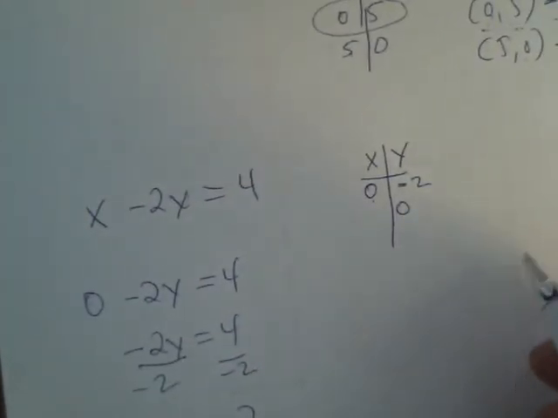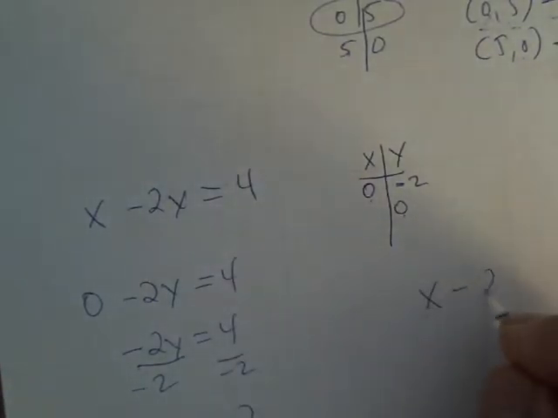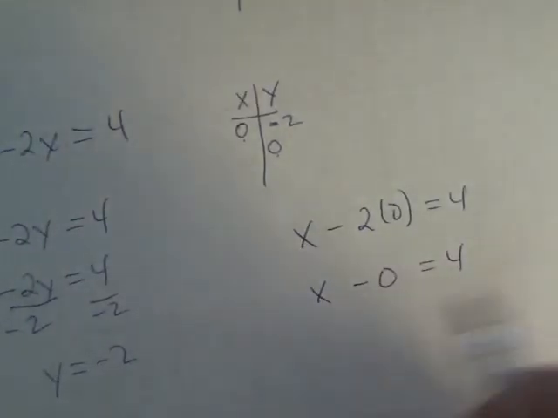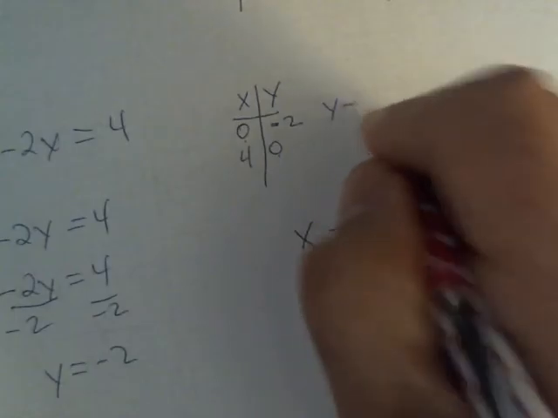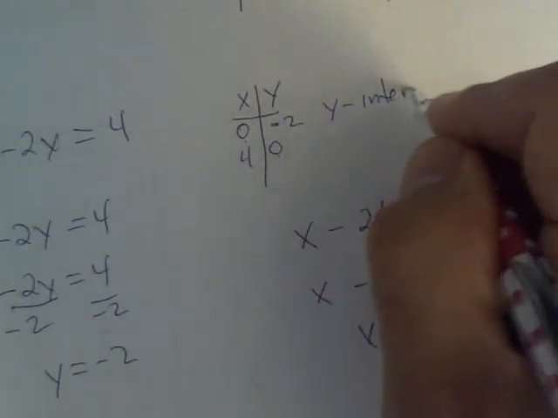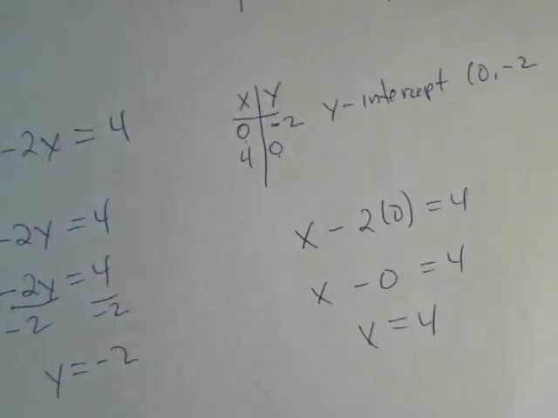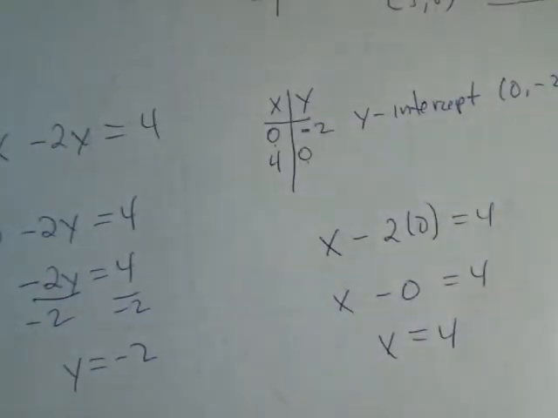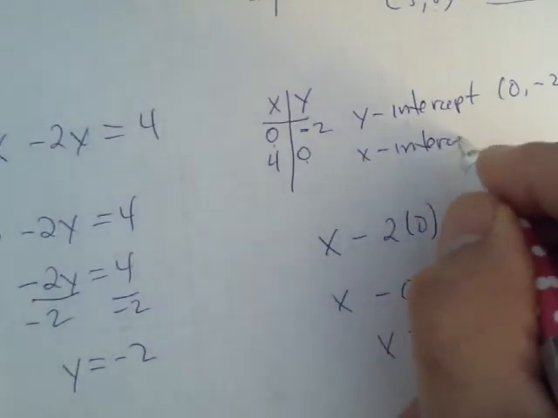Now I'm going to put my 0 in for my y. Well, remember, this becomes 0. So x minus 0 is just x. So x is 4. So that is your (0, -2), the y-intercept, and (4, 0) is your x-intercept.